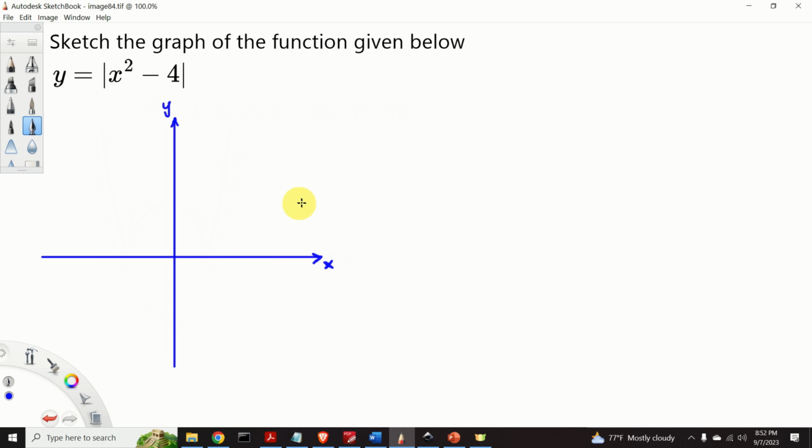But before we sketch this function, we need to recall the mathematical definition of the absolute value. Let us consider this function, y is equal to absolute x. This function is actually defined like this. It's equal to x when x is larger than or equal to 0, and it's equal to minus x when x is smaller than 0.